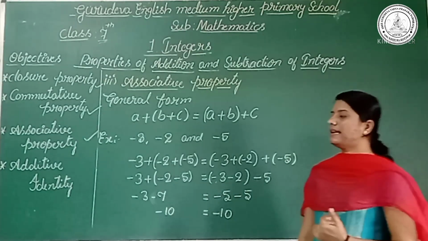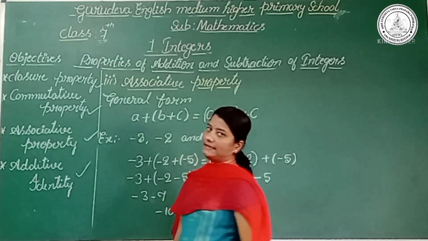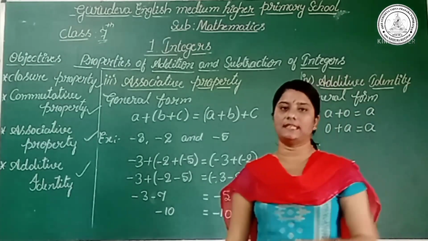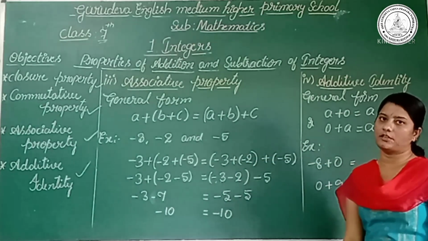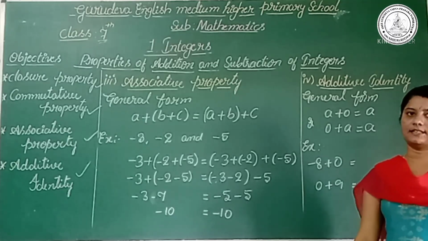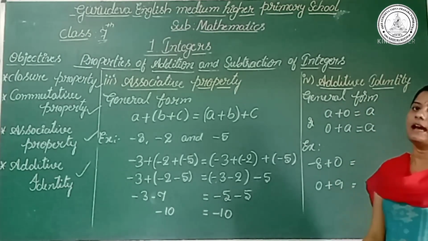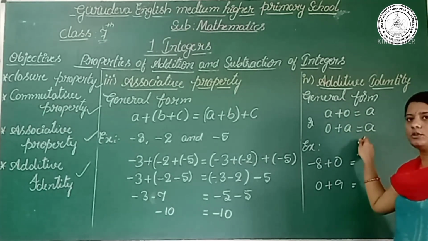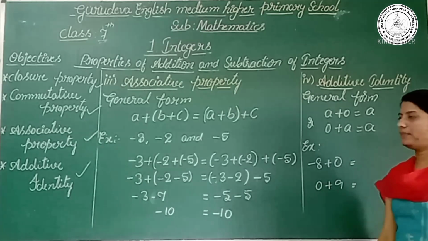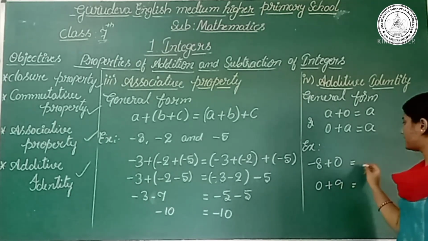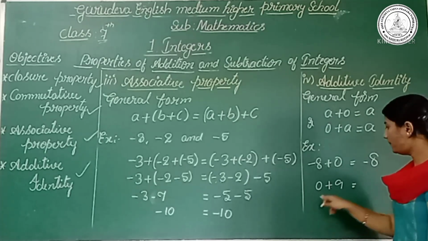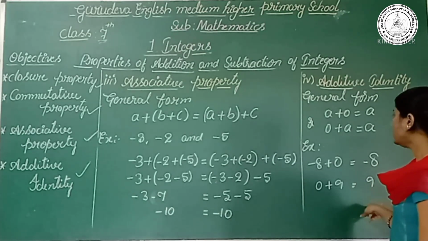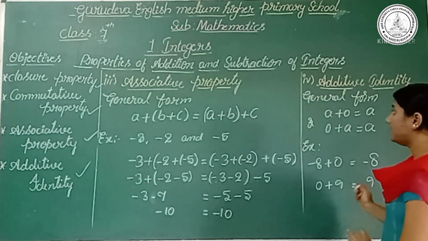Okay, then let's go to the last property, that is additive identity. Additive identity says that if we add any integer to 0, or 0 is added to any integer, we will get the integer itself. For example, the general form of this additive identity is a plus 0 is equals to a, or 0 plus a is equals to a. We have seen an example: minus 8 plus 0 is equals to minus 8, and 0 plus 9 is equals to 9 itself. So it is an additive identity of integers.